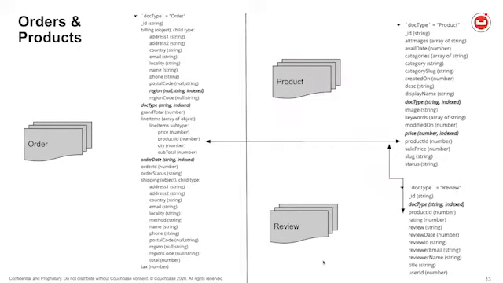Let's start by taking a look at the data set that we'll be analyzing today. This is a basic e-commerce data set, and this data diagram describes the orders, products, and reviews that we'll be utilizing. As you can see, the product ID is the link between these different document types.